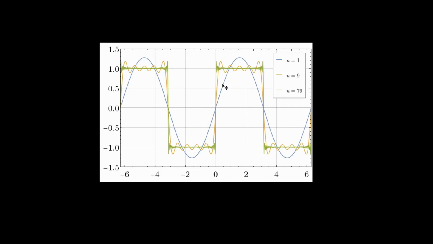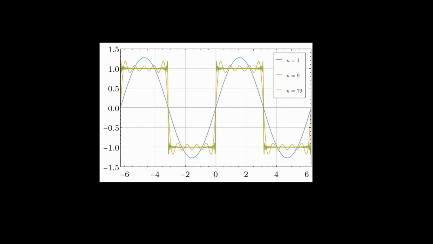So getting better. And for n equals 79, a much more accurate approximation, we see that it shoots up, then settles down nicely to about a constant 1, then shoots back down to a constant minus 1. So we can see that the results we're getting are making sense. So our Fourier series in the previous case was correct. So that's good.